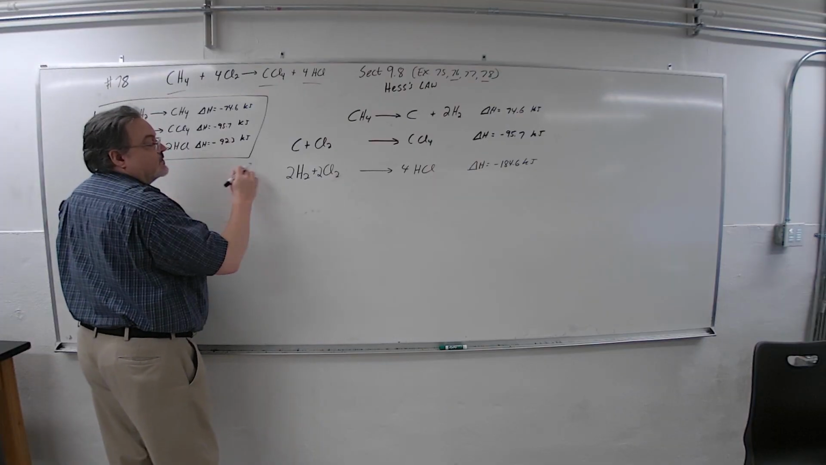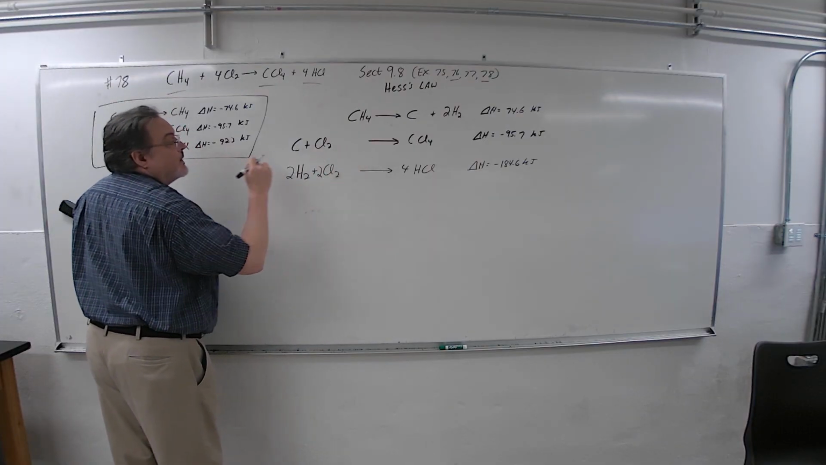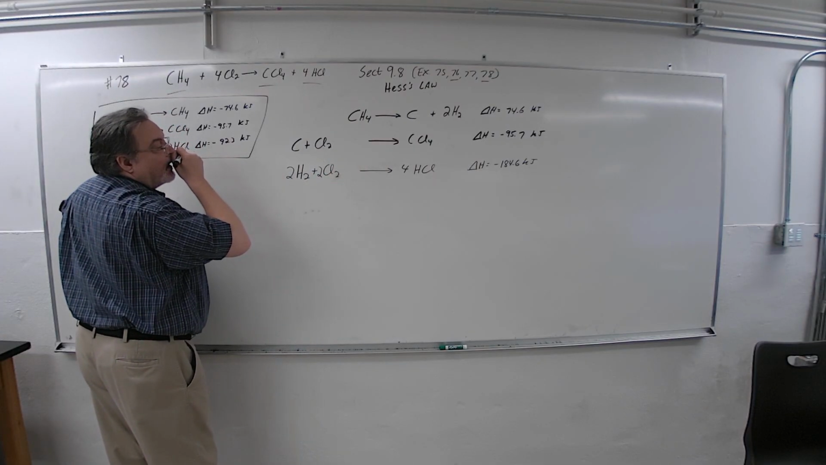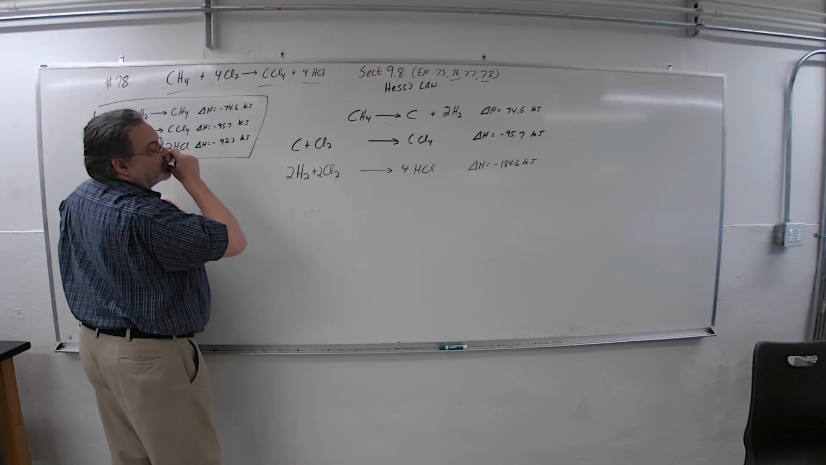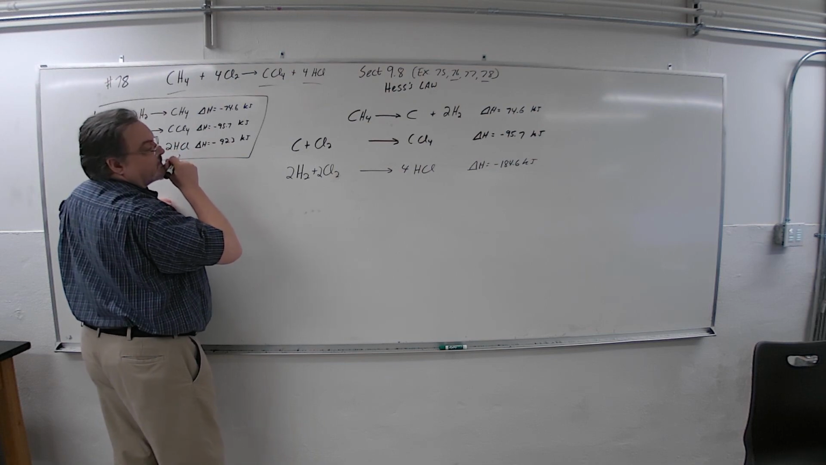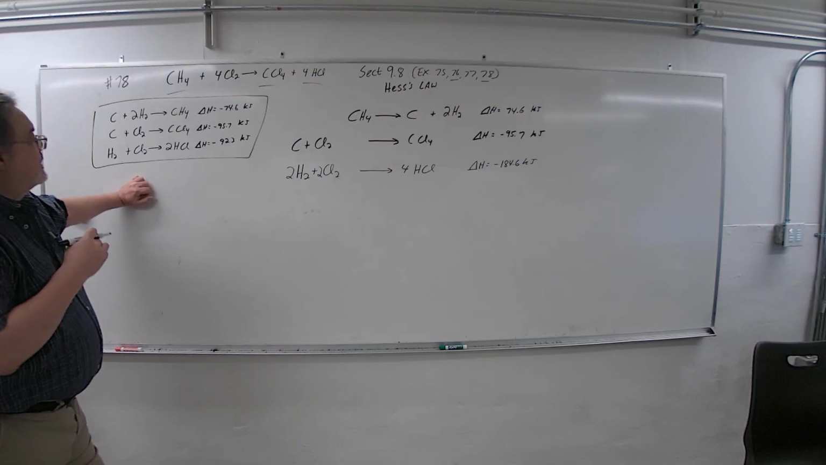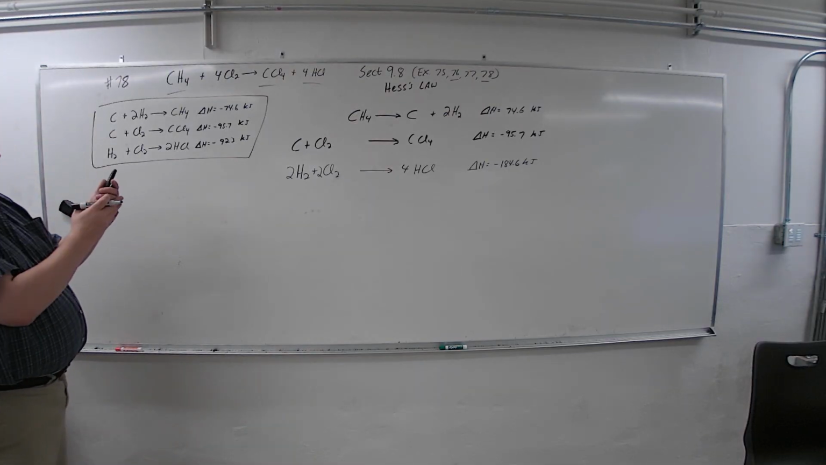So now the next thing to do is multiply through here by 2. And I've got 2 CCl4. Something's still wrong. Did I copy those correctly?